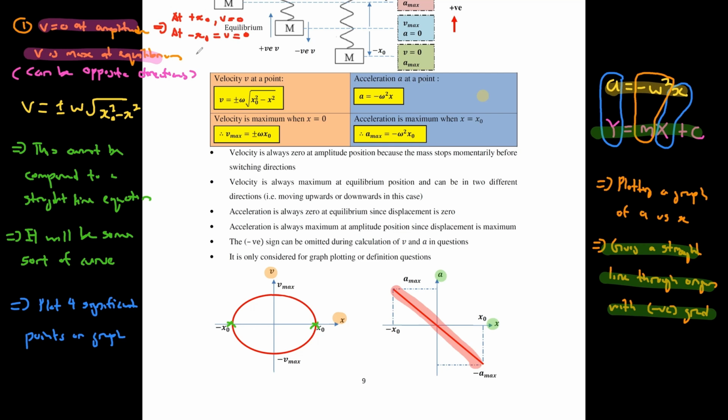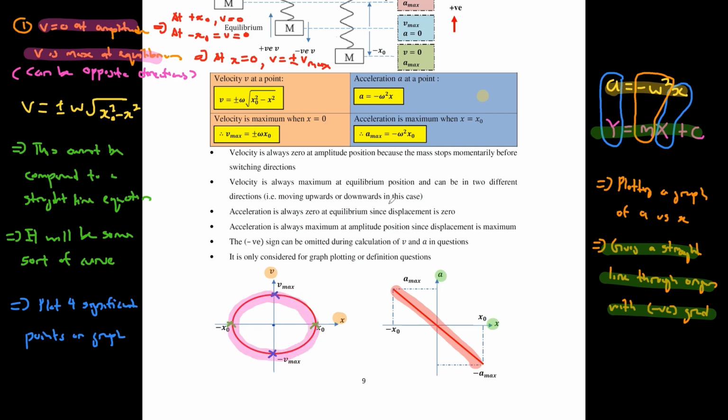Then after that, V is max at equilibrium. What you can say is that at x equals 0, V is equal to positive or negative V max, which would be these 2 points here. At 0 displacement, you have positive V max and negative V max. These are what we mean by the 4 significant points. Now, once you have drawn out the 4 significant points, you just draw some sort of curve to join them.